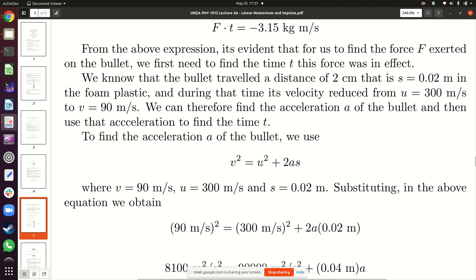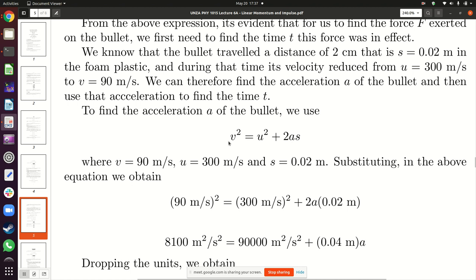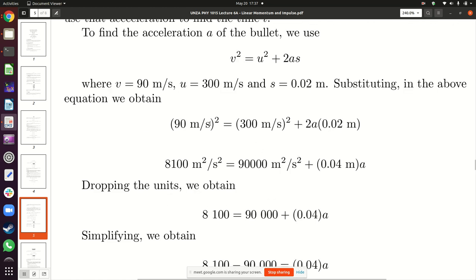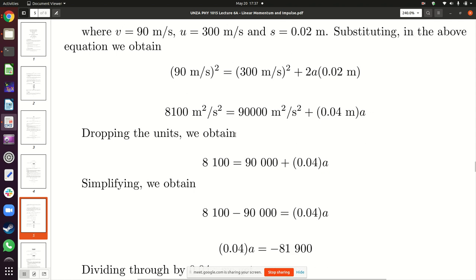v squared is equal to u squared plus 2as. Our v, the final velocity of the bullet, is 90 meters per second. Our u, the initial velocity, is 300 meters per second. Our s is 0.02 meters. So in this case, 90 meters per second squared equals 300 meters per second squared plus 2a times 0.02 meters. Of course, when you square things, you end up having 8,100 with those units, then 90,000 with those units. We drop our units to make things a bit more compact.